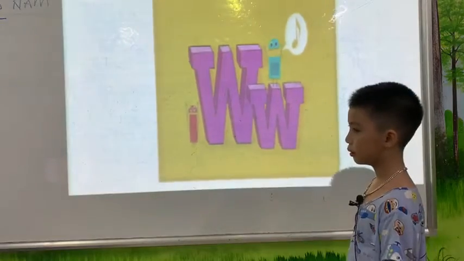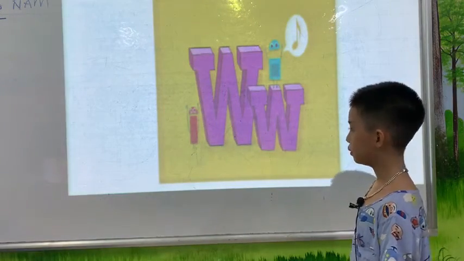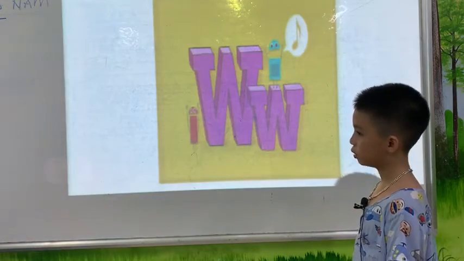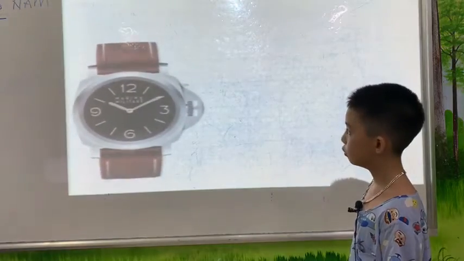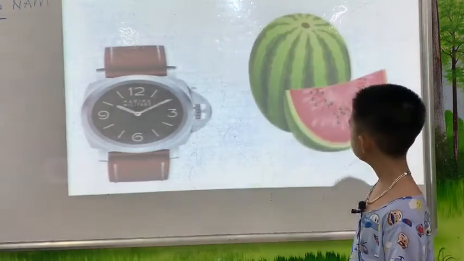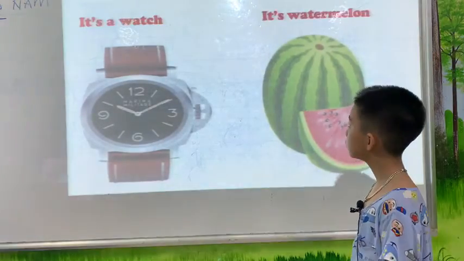Now what letter is it? Letter W. Good. Okay, W sound. Wah. Very good. Okay, now what is it? Very good. Okay, how about this one? It's a watermelon. Very good.